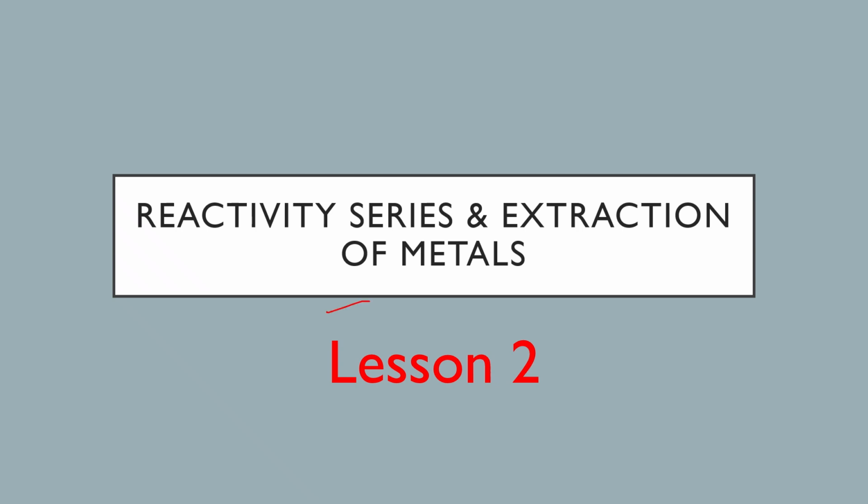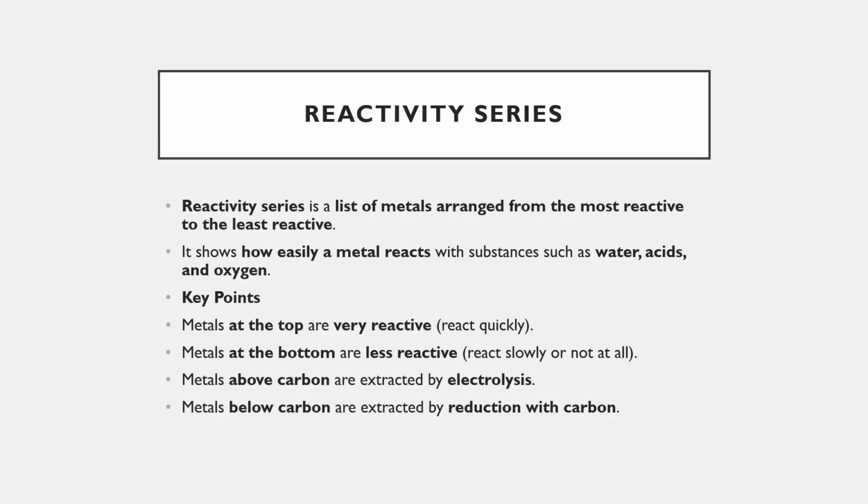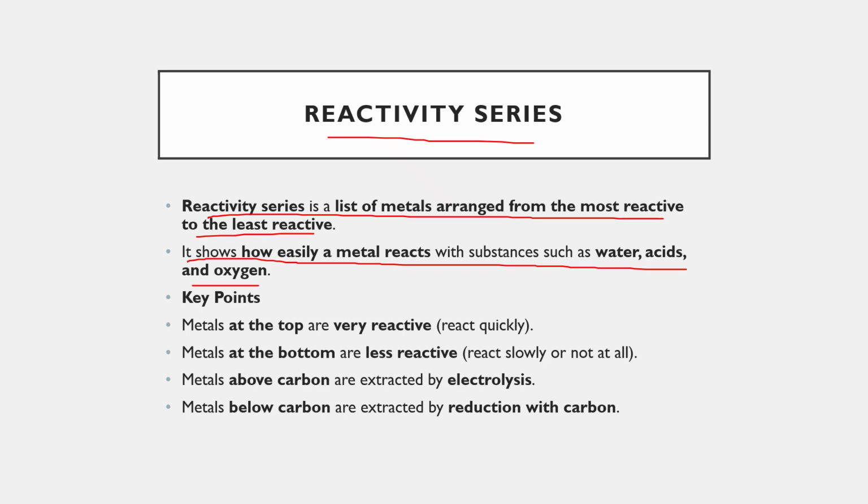Today this is our second lesson, and today we discuss reactivity series and extraction of metals. So first of all, what is reactivity series? Reactivity series is a list of metals arranged from the most reactive to the least reactive. It shows how easily a metal reacts with substances such as water, acids and oxygen.